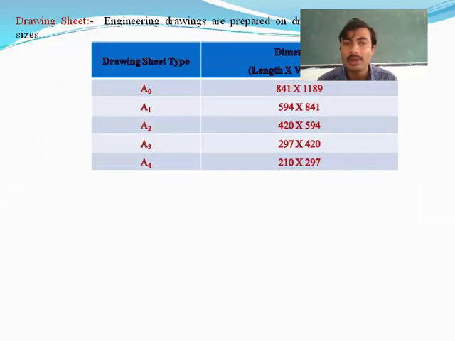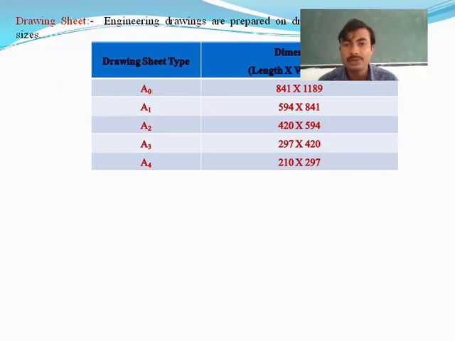Now let's go to the next, that is drawing sheets. Why the drawing sheets are very important? Whenever you want to draw any of the object, you have to draw it on the drawing sheet. Totally there are five designations. Now let us understand one by one. There are five types of drawing sheets: A0, A1, A2, A3, A4, and A5.